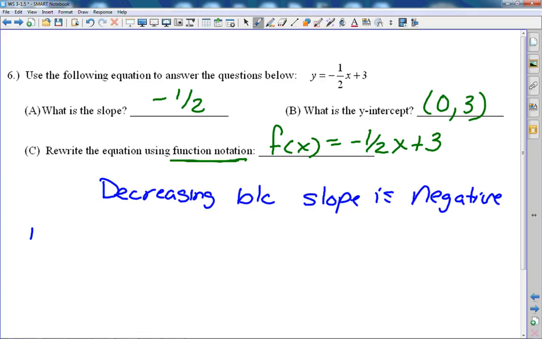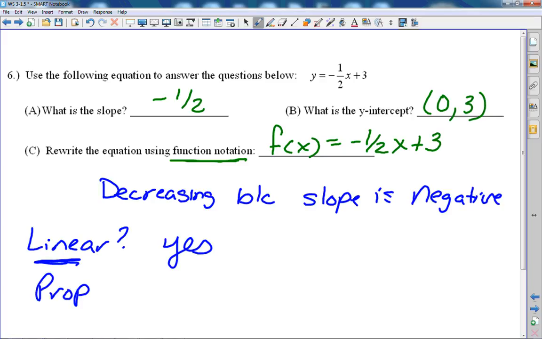Is this equation linear? What does linear mean? It means it makes a straight line. If you put this into y equals and graph it, yes, it does. Is it proportional? What does proportional mean? It means it goes through 0, 0, has a constant of 0. Is that 0? No, it is not, so it is not proportional.